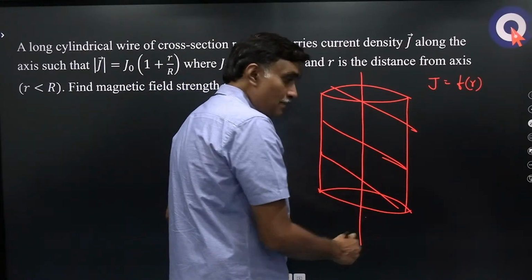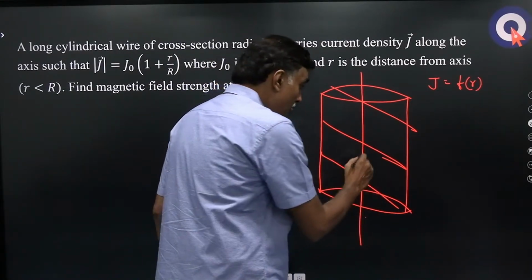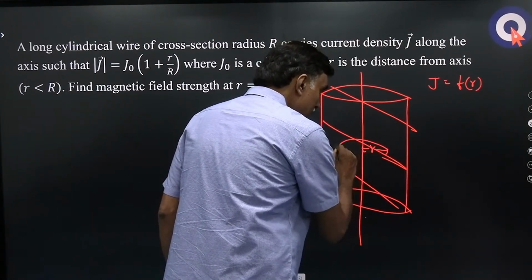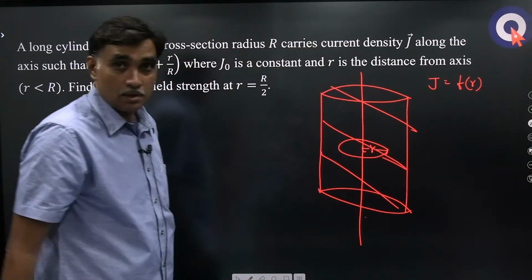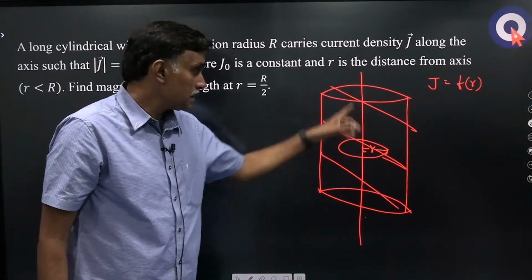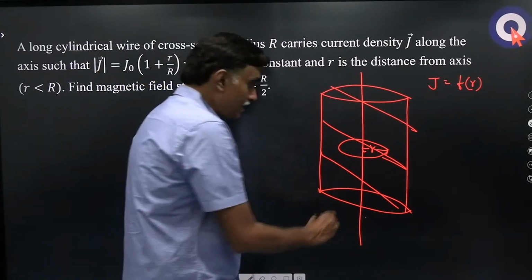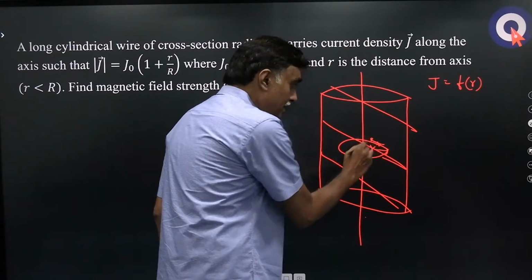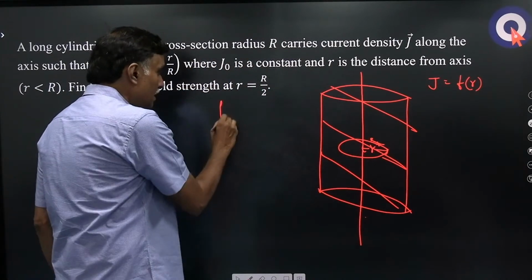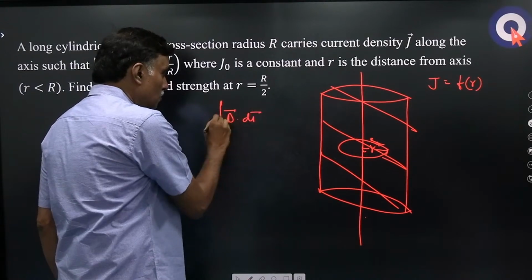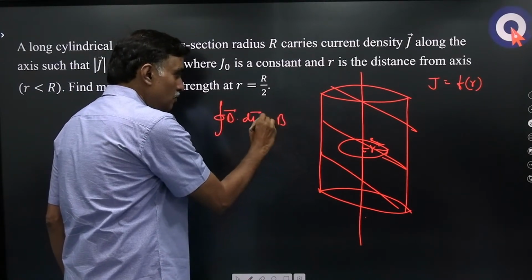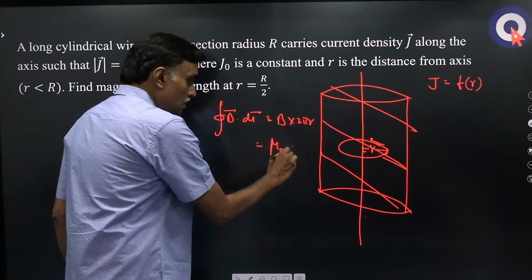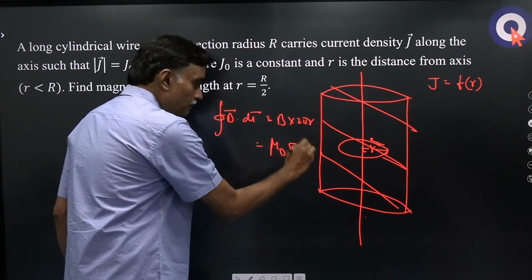So, we have to use Ampere's law. At a distance r, if you have to find the magnetic field inside, we should construct an Ampere loop, a circular loop whose center is on the axis, and by symmetry the magnetic field at each and every point of this loop should be the same in magnitude and along the tangent. Then the integral B dot dl for that loop can be written as B into the length of the loop, that is 2 pi r, equal to mu naught into the current enclosed by that loop.